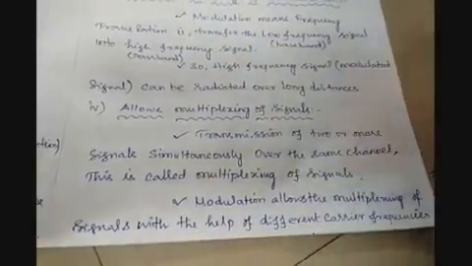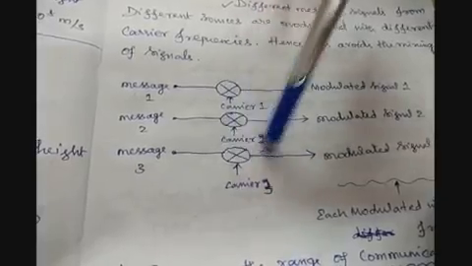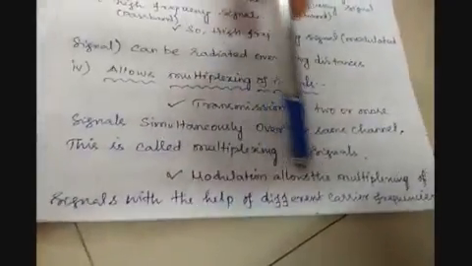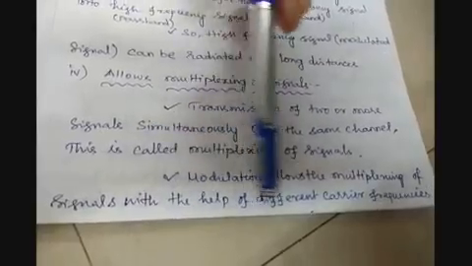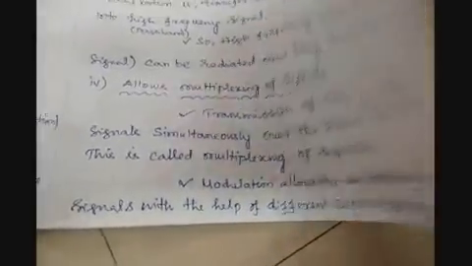I already told you, no, you just see this figure. In this figure, each and every message signal undergoes modulation, and each signal is mixed with a unique and different carrier frequency, so that the signals cannot mix with each other, and all these signals we can transmit over the same path. So that is nothing but multiplexing. So modulation allows the multiplexing of signals with the help of different carrier frequencies. That is what I told you, no? We'll move on to the fifth one.